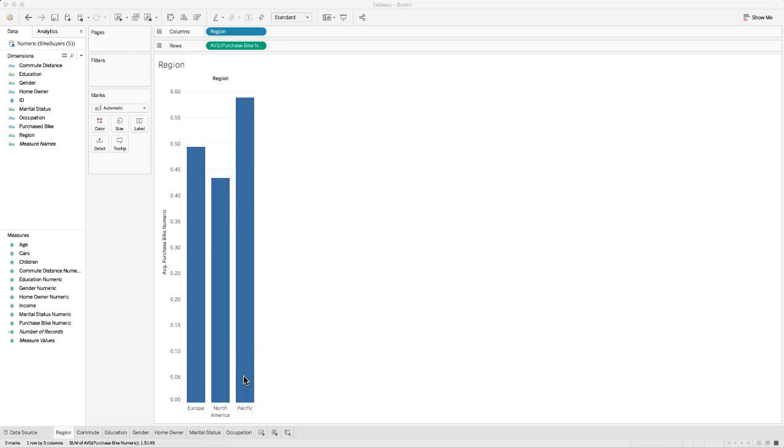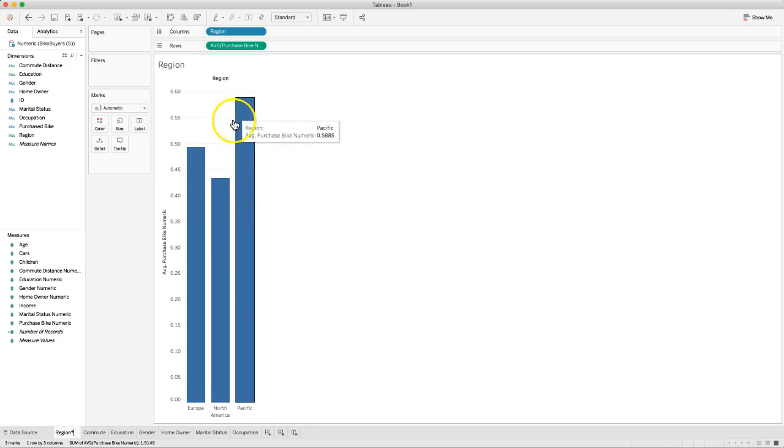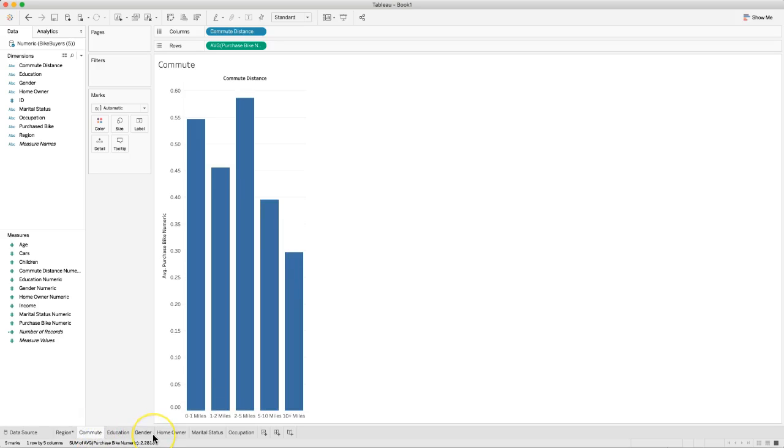But I'm going to look at this and remember, okay, region. In fact, I'm going to give this one a star right here because I see big differences in these bars. That tells me this is likely to be a good source of explanation when it comes to predicting whether or not someone will purchase a bike. So let's take a look at commute distance.